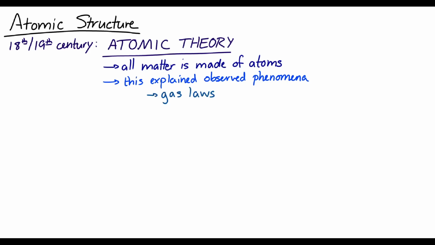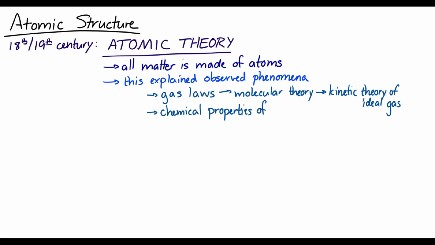You can explain the gas laws if you assume that the gas is made out of tiny little atoms, and those atoms interact in certain ways. This leads to molecular theory and the kinetic theory of an ideal gas. The atomic theory also explained a lot of chemical properties of substances. So the atomic theory was pretty well accepted by the time the 19th century was ending.